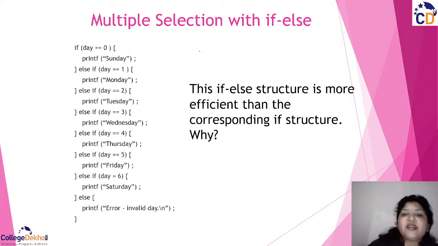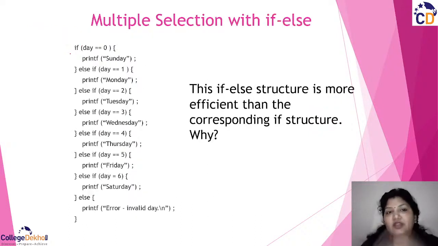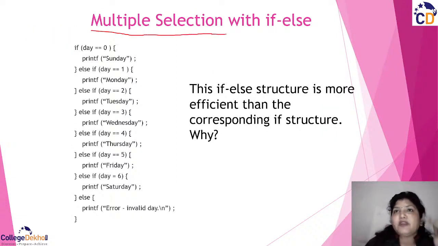Now let us see when we have the if else statement in this part. The if else structure is more efficient than the corresponding if structure. Earlier we saw that if you have multiple ifs in the program, at the last you also maintain one if part for showing the error message. Now we can have if else statements for multiple selections. So day is equal to 0, Sunday. Else if day is equal to 1. So you have put a number of conditions.